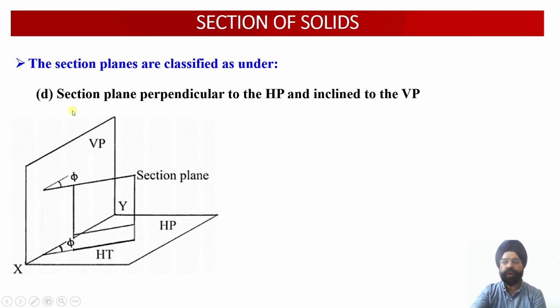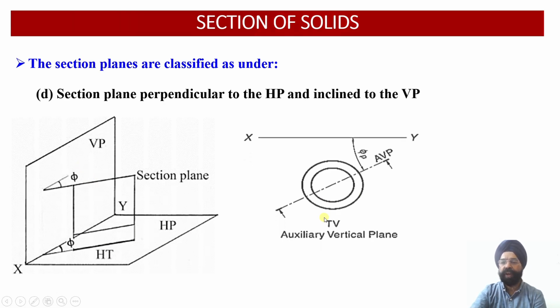Now case number 4, a section plane can also be perpendicular to HP and inclined to VP. So this is called AVP. A solid is cut by an AVP means a solid is cut by a cutting plane which is perpendicular to HP. You can see this cutting plane is perpendicular to HP and it happens to be inclined to the vertical plane at a certain angle. So let us see the example of this.